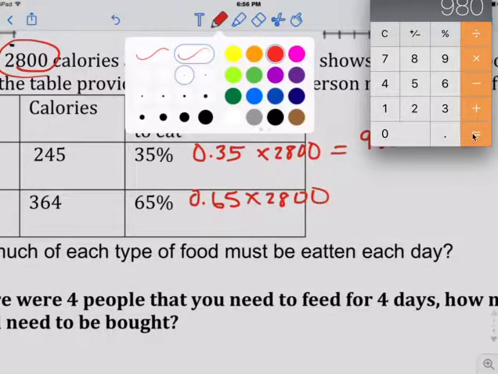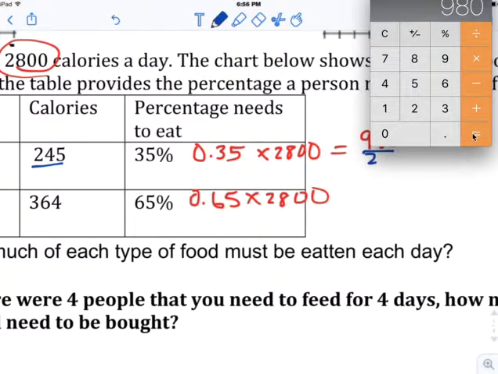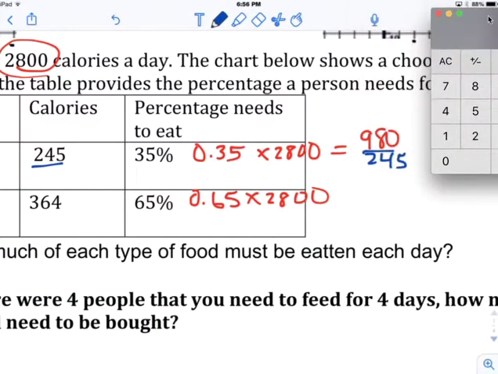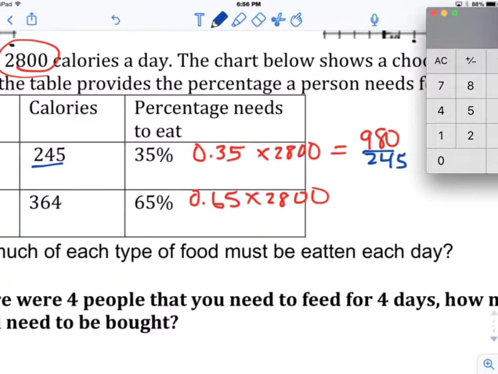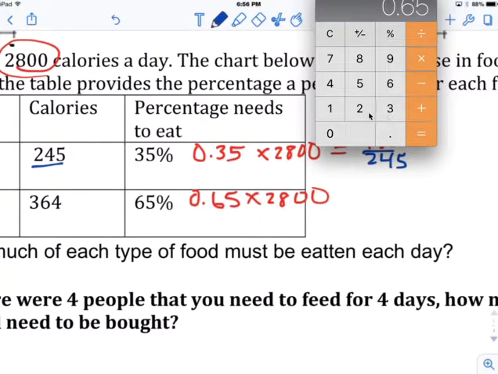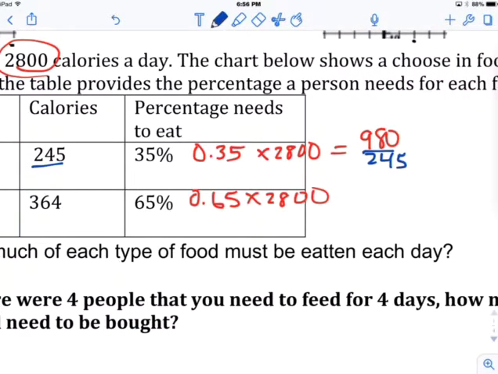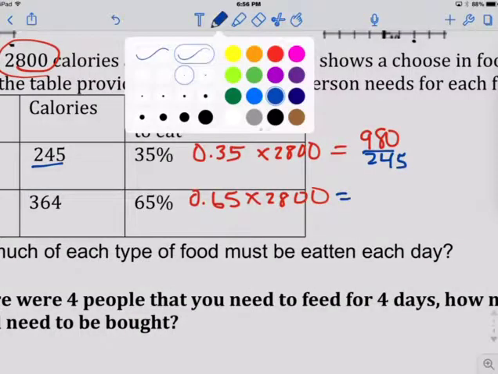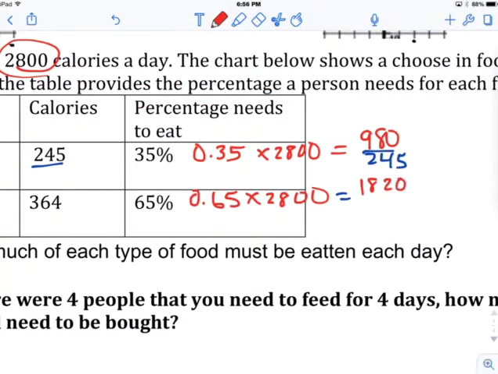Divide that by this calorie here, 245. Then the other one you do the same. 0.65 times that by 2800, 1820. And divide that by this calorie right here. That's the daily, for each serving, to find how much to eat each day.